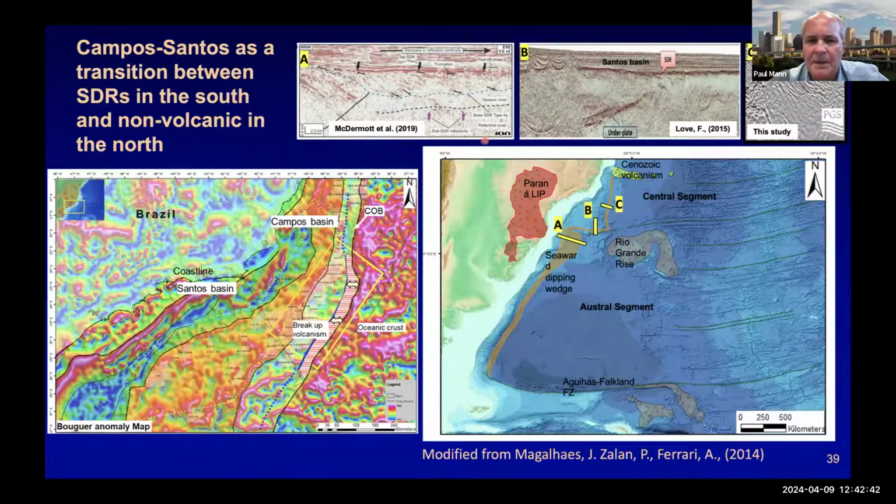But looking at A, B, and C, you can see A is very big, broad SDRs. B is sort of a narrow zone of possible magmatic activity, and then C is coming from Roos area, and there you can see some half grabens filled by either sediment or magmatic rocks. So that's what she's working on there.